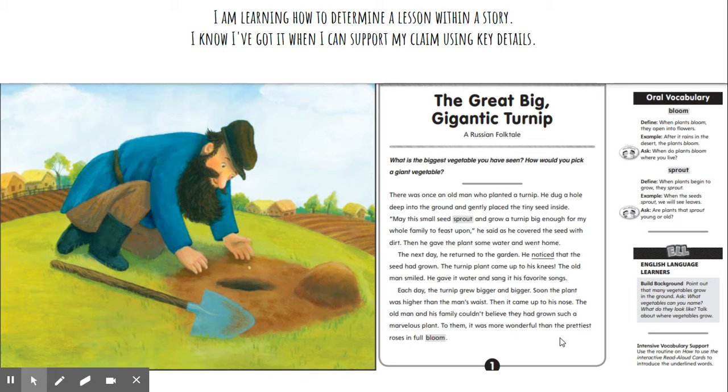The next day, he returned to the garden. He noticed that the seed had grown. The turnip plant came up to his knees. The old man smiled. He gave it water and sang it his favorite songs. Each day, the turnip grew bigger and bigger. Soon, the plant was higher than the man's waist. Then it came up to his nose. The old man and his family could not believe they had grown such a marvelous plant. To them, it was more wonderful than the prettiest roses in full bloom.